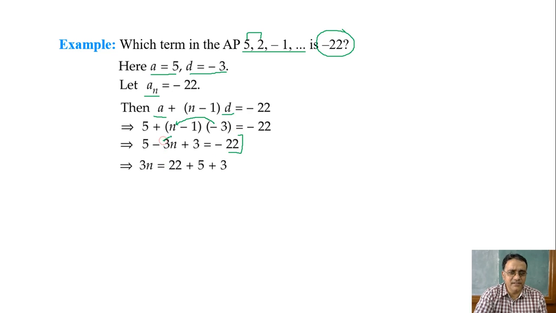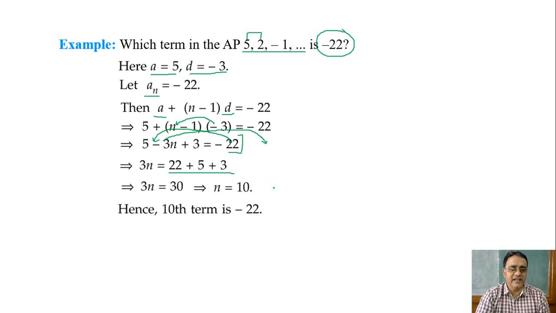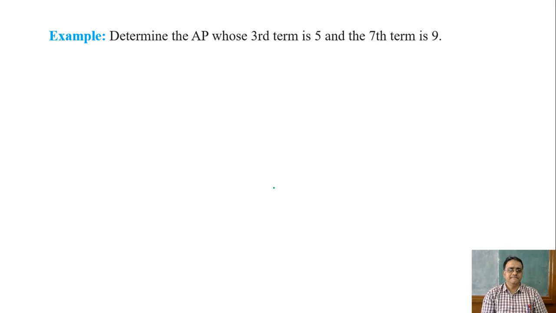We will shift minus 3n to this side, it will become plus 3n, and minus 22 to this side, it will become plus 22. So we are getting 22 plus 5 plus 3, that is 30. So what is the value of n? 10. Hence the 10th term is minus 22. Okay. So now we'll move towards the next question.